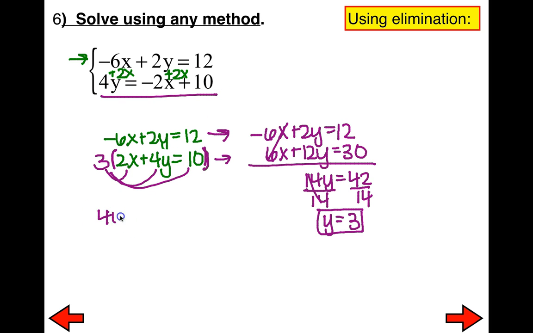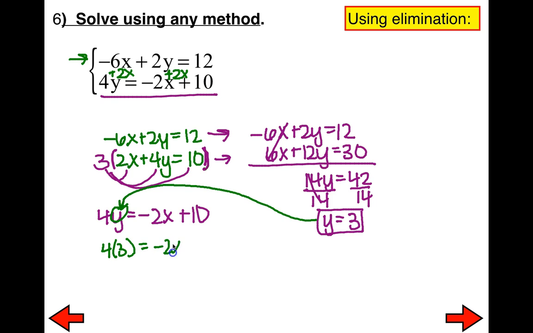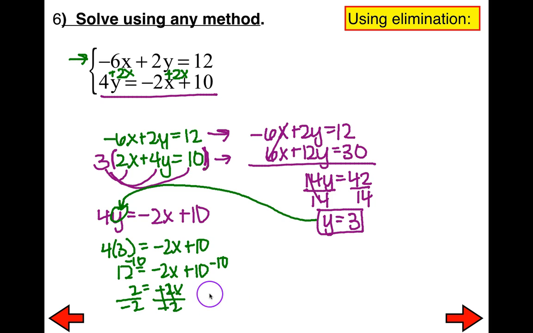So we have 4y equals negative 2x plus 10. I'm going to go ahead and take this value and substitute in for y. So now I have 4 times 3 equals negative 2x plus 10. We have 12 equals negative 2x plus 10. Subtract 10 from both sides. Now we have 2 equals negative 2x. Divide both sides by negative 2. And I'm left with negative 1 equals x.